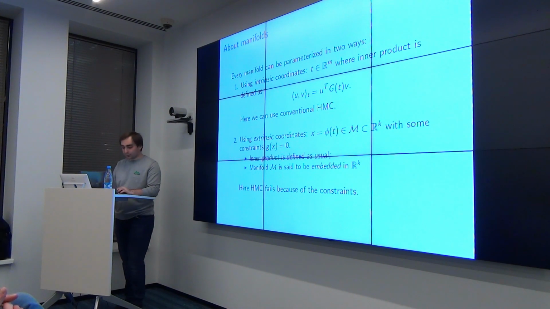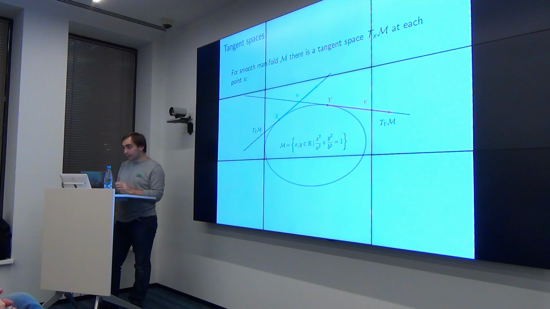Okay, so the next concept is the tangent space. For extrinsic coordinates, it's easy to imagine the tangent space. For example, here you can see an ellipse, and at every point you can draw a tangent, and this tangent is a linear space, and this is the tangent space. And for a smooth manifold, there is a tangent space at every point.